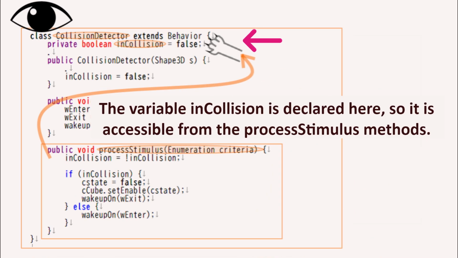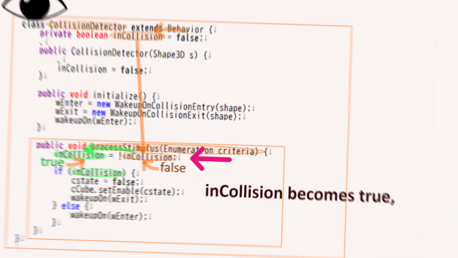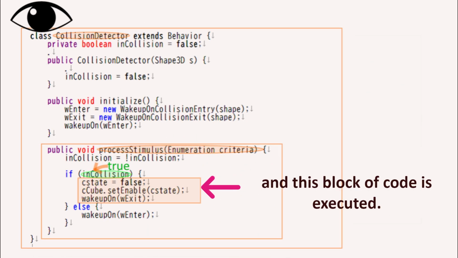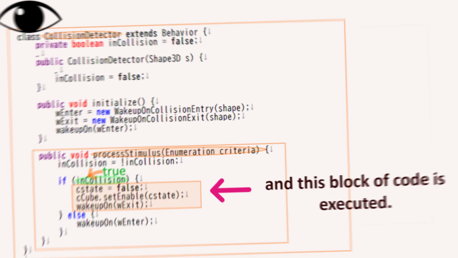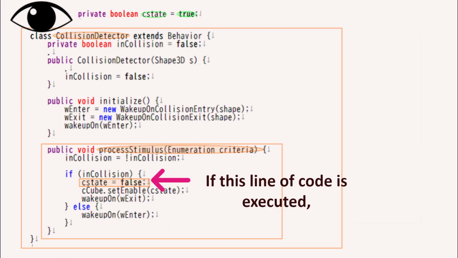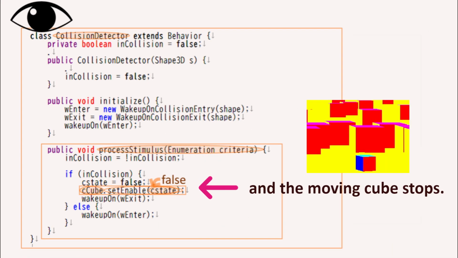The variable in collision is declared here, so it is accessible from the process stimulus methods. In collision becomes true, and this block of code is executed. C state is initially set to true. If this line of code is executed, C state becomes false, and the moving cube stops.